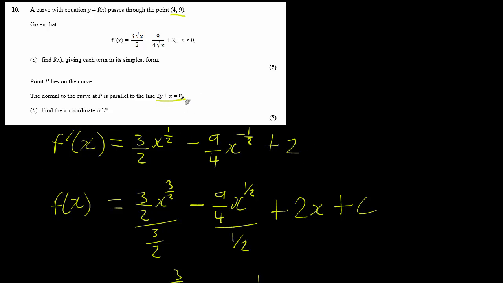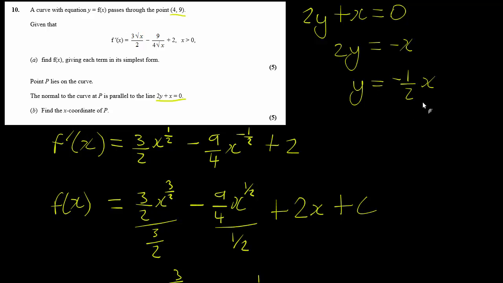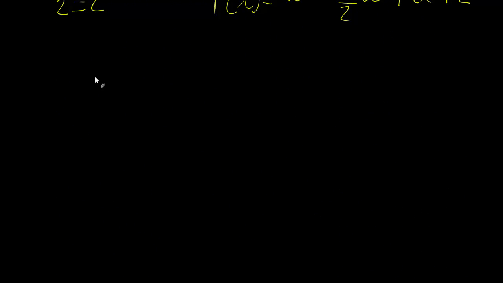So probably the first thing to do is to rearrange this bit to get it in a nicer form. So if 2y plus x equals 0, then 2y equals minus x, so y equals minus half x. So that means the gradient of the normal and the gradient of this line is going to be minus a half. So we know if that's the gradient of the normal, then the gradient of the tangent that we're going to use in a second is going to be 2, because if the gradient of the normal is minus a half, then the tangent is minus 1 over that. So minus 1 over minus a half is positive 2.